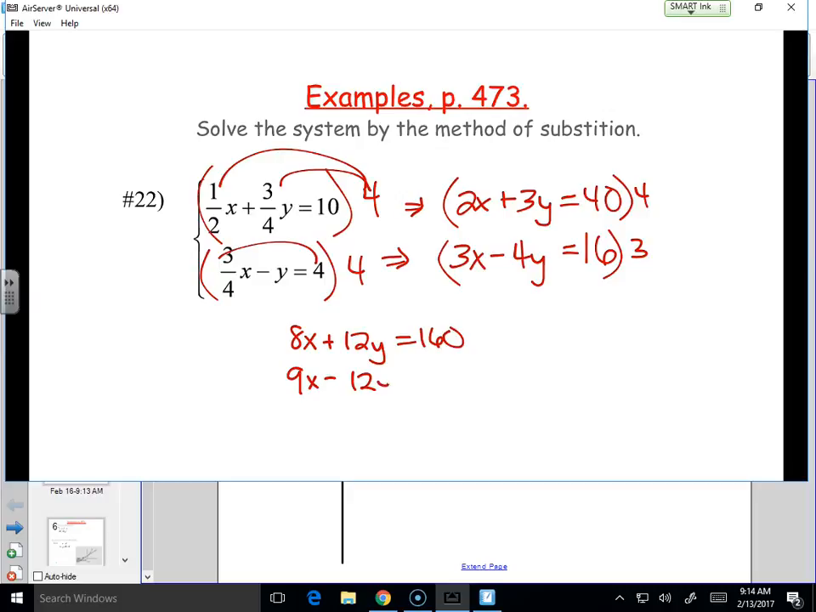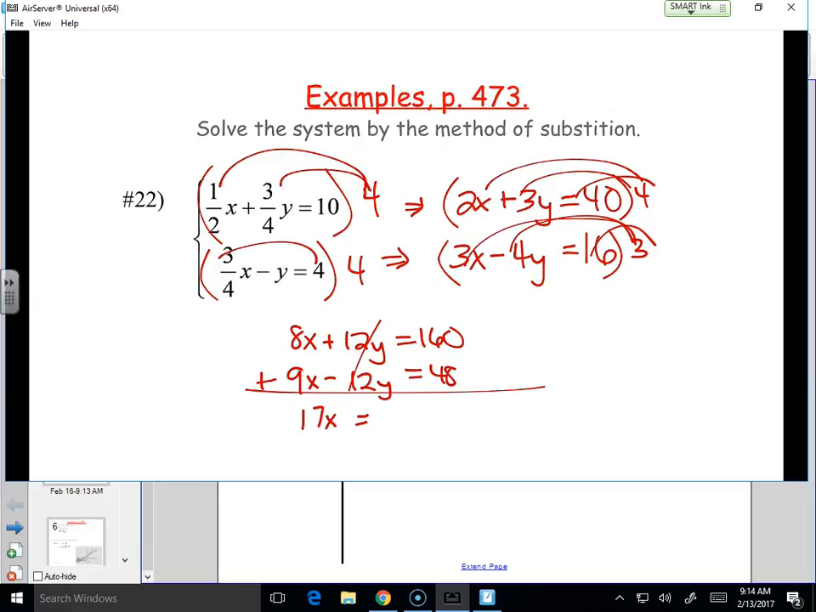Double check my math. Is it turning out alright? I have my 8, I have my 12, I have my 160, I have my 9, I have my 12, I have my 48. Good. Finally, 17x equals 208. x is equal to 208 over 17, divide by 17. It's not a pretty fraction. Check the big ugly decimal. Did it simplify at all? Nope. 208 over 17.